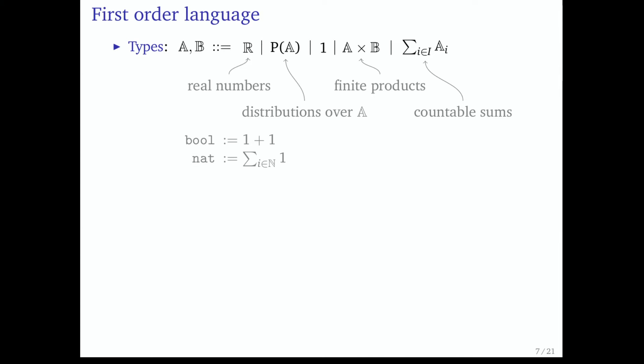So here's the official language I'll be talking about. It's a typed language, so it has types. The types I'm going to allow are, first of all, the real numbers. If I have any type A, I'm going to allow a distribution type that takes probability distributions on A. And I'm going to allow finite products and countable sums. Specifically, once I have this, I can build Booleans by doing 1 + 1, or I can take naturals by doing a countable sum of 1.